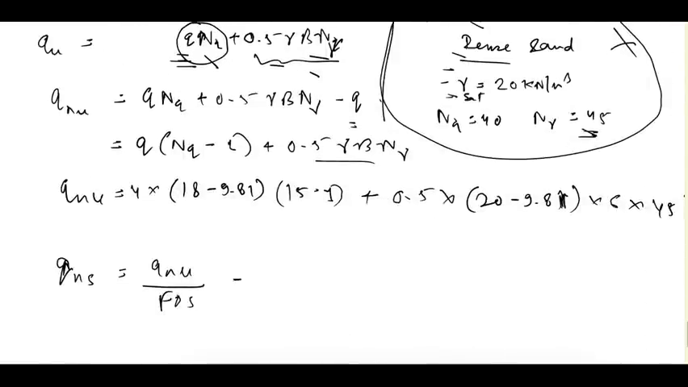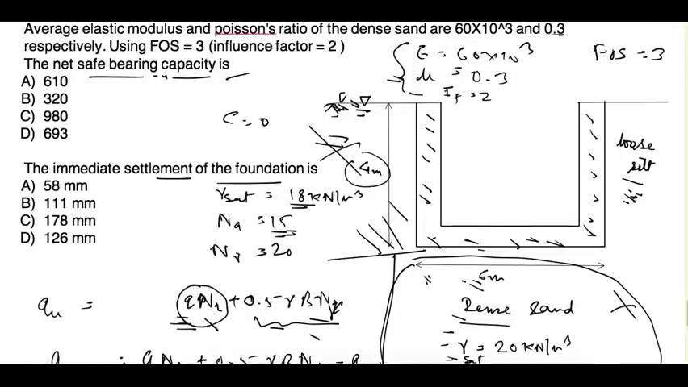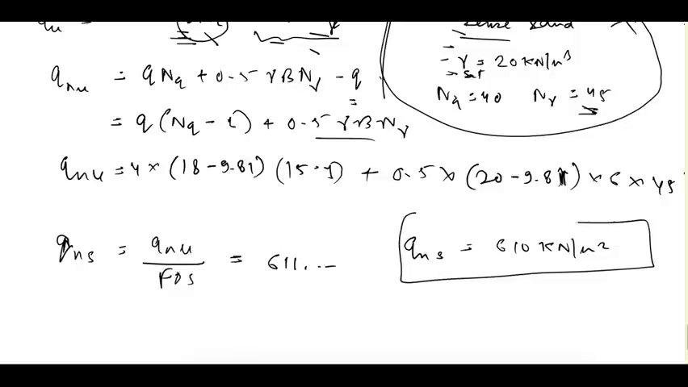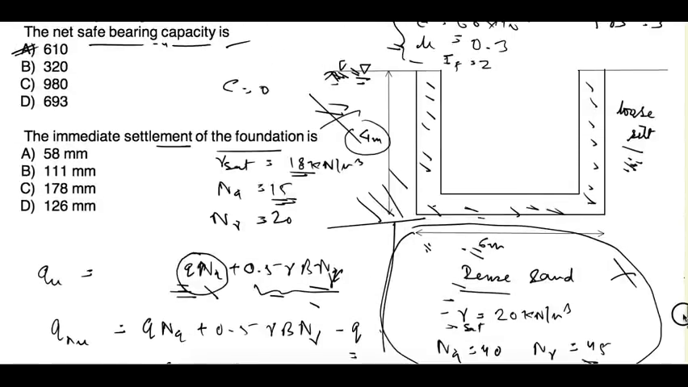So this value comes as 611 point something. The closest value in the solution is 610. So the answer, that is the net safe bearing capacity, is equal to 610 kilonewton per meter square. That is the first part. And in the second part, the immediate settlement is asked.